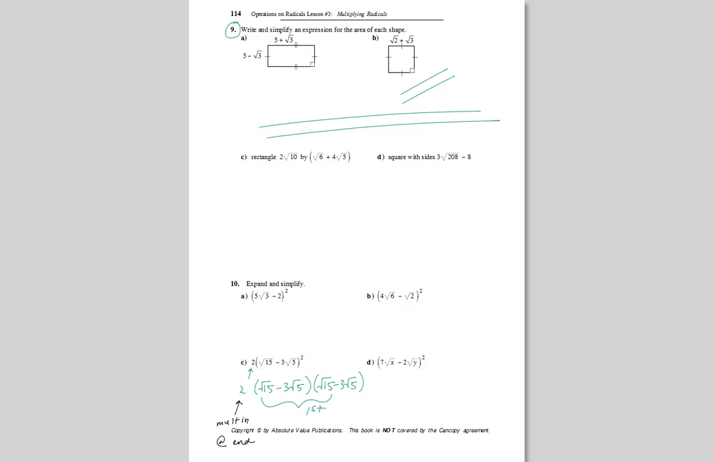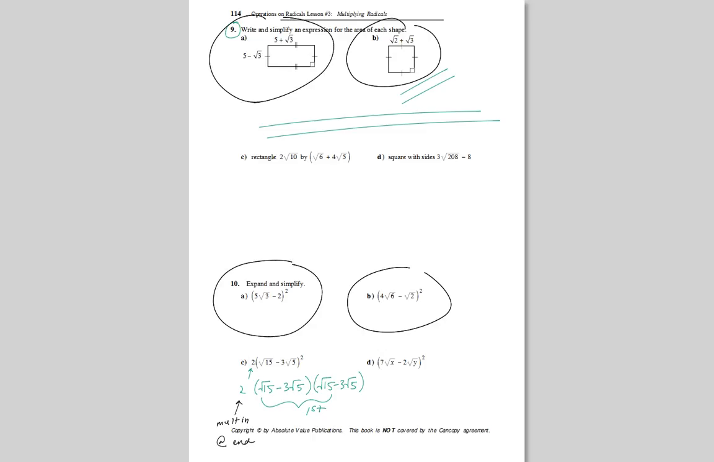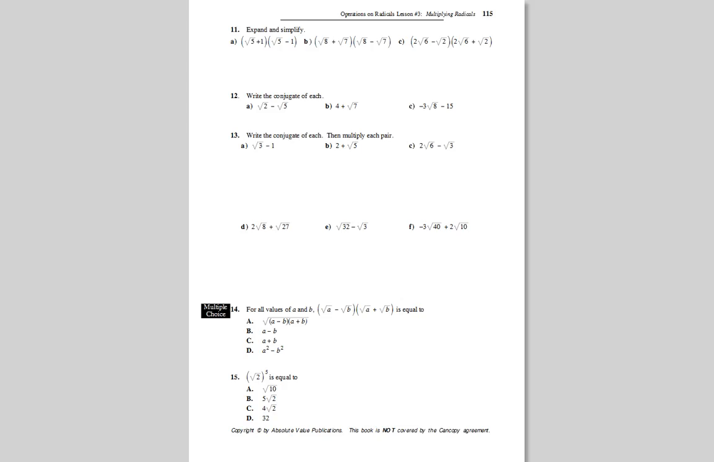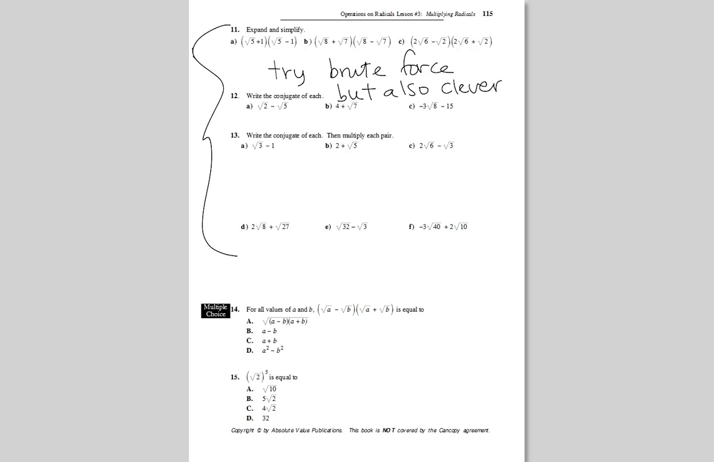So if you wanted to do 9b and 10b, that would be okay. And if you did 9a and 10a, that would be okay. So much stuff. So with 11, try brute force, but also try clever. You know what I mean by clever, right? So that would be for all of these, 11 to 13. And again, for 13, you don't have to do them all, but more practice is better.